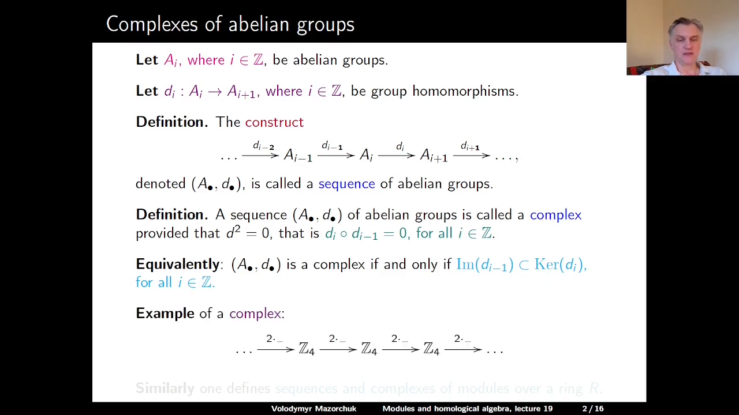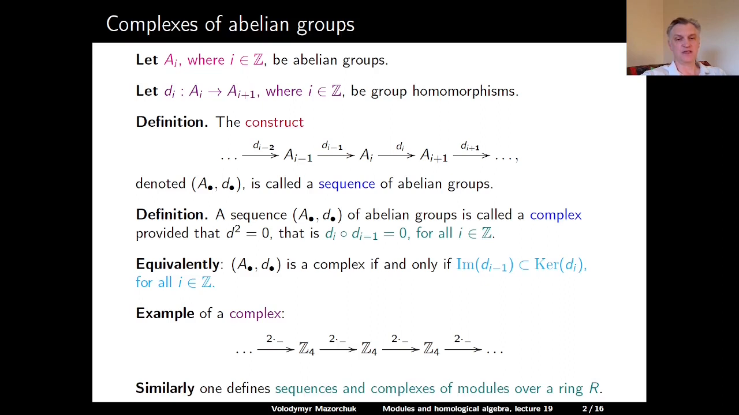Here is an example of a complex. So we take all our abelian groups to be equal to Z_4. So this is the cyclic abelian group of order 4 with respect to addition. And as our differential, we take the multiplication by 2. So each d_i is equal to the homomorphism from Z_4 to Z_4, which is given by multiplication by 2. So now the square of the differential is then multiplication by 2 times 2, which is 4. And of course, multiplication by 4 is the zero homomorphism from Z_4 to Z_4. Therefore, this is a complex of abelian groups.